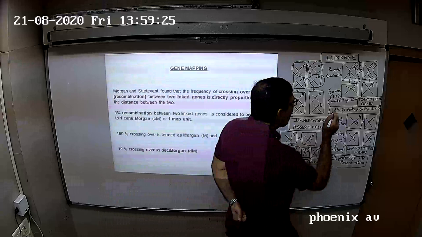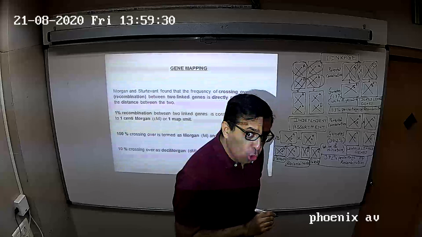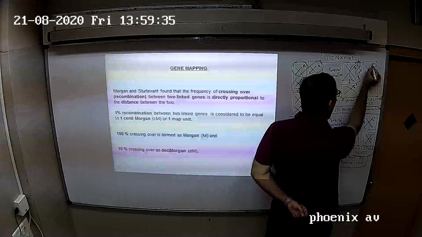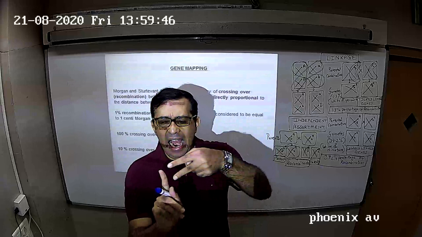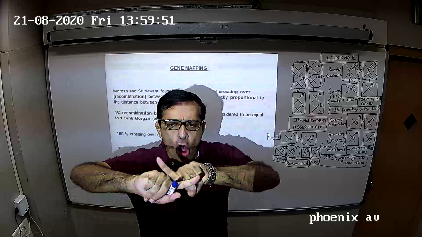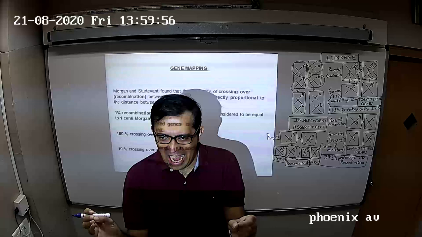If capital A and capital B are situated very close to each other, and small a and small b are situated very close to each other, then these genes are tightly linked, and there is a very high possibility that on crossing over, the gametes will have capital A, capital B, and small a, small b.